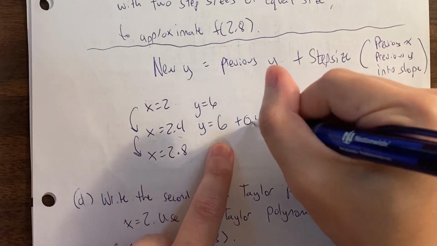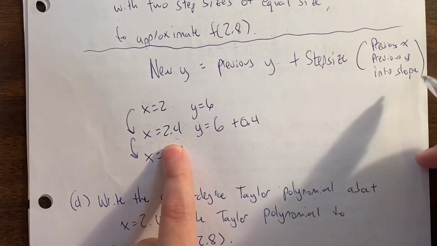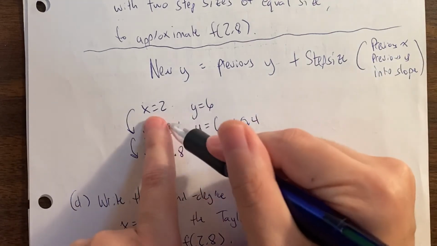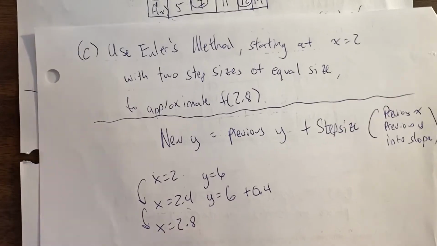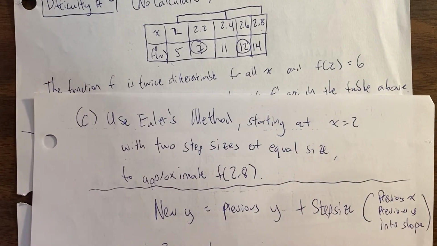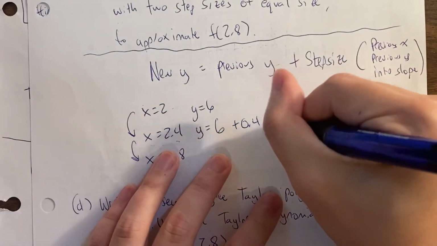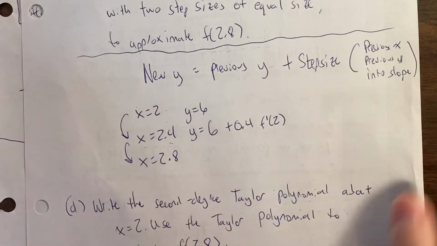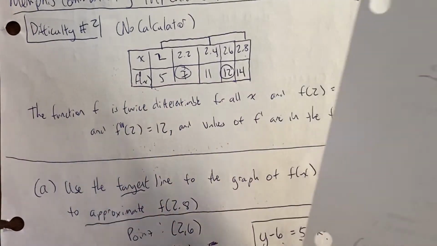Oftentimes the step size is written as an h. And then you can plug in the previous x and the previous y, so 2 and 6, into the derivative. But again, we have a chart of just f prime values, so we don't need to use the previous y, just the previous x in this case. And we're going to do f prime of 2. So it's just going to be f prime of 2. And f prime of 2 is 5, conveniently enough.